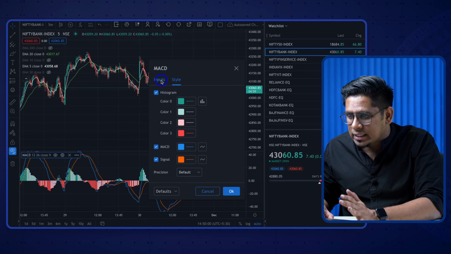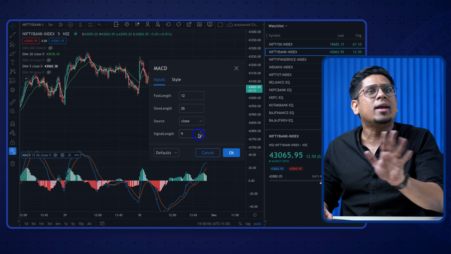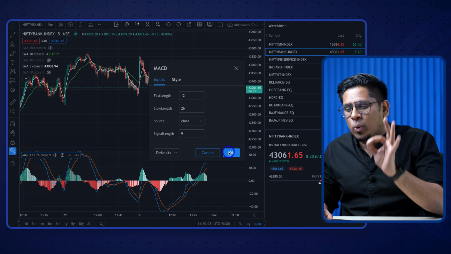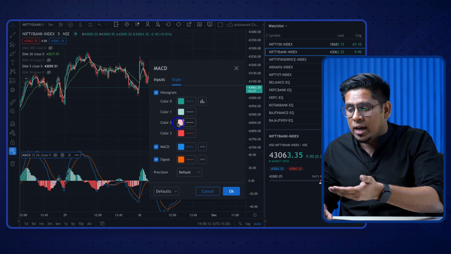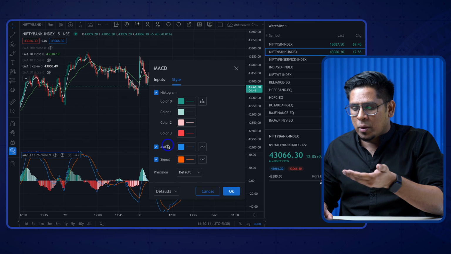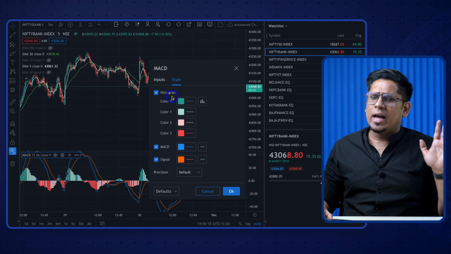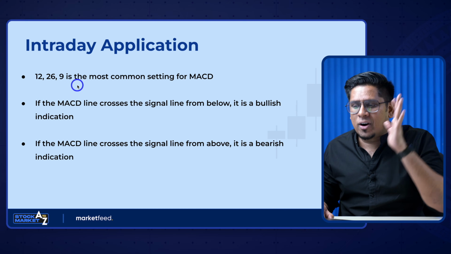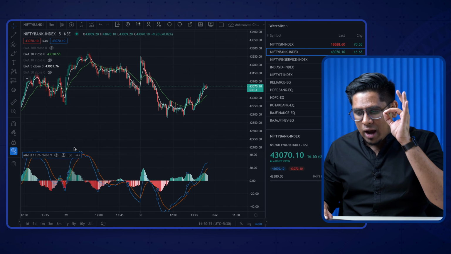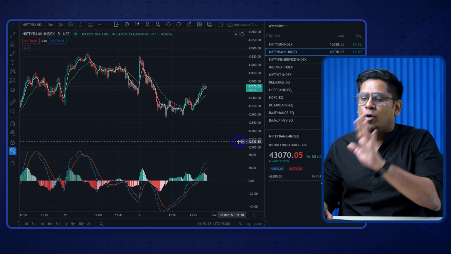I come here, click on this, and click on settings. I'm going to input. The fast length is 12, the slow length is 26, and the signal length is 9. So it is already set to 12, 26, 9. Just like we did with moving average, you can come here and change the colors of the MACD line, of the signal line, and even of the histogram if you're interested. I'm not doing that here, so I'm clicking on OK. The most preferred setting is 12, 26, 9, and I've already set MACD to that on my charts here.